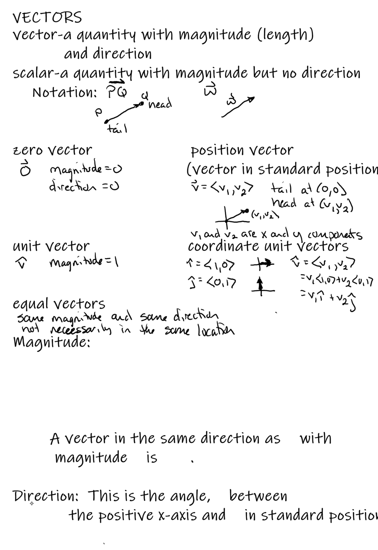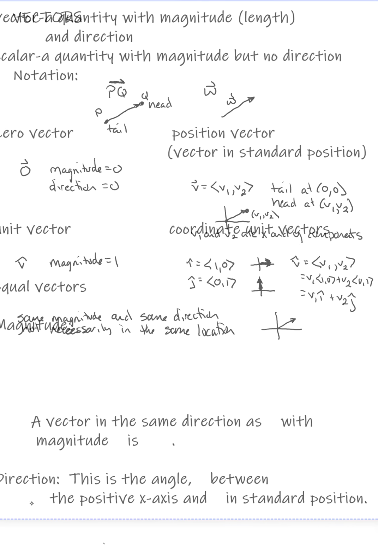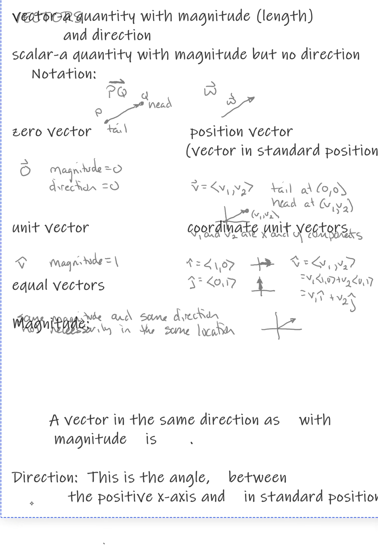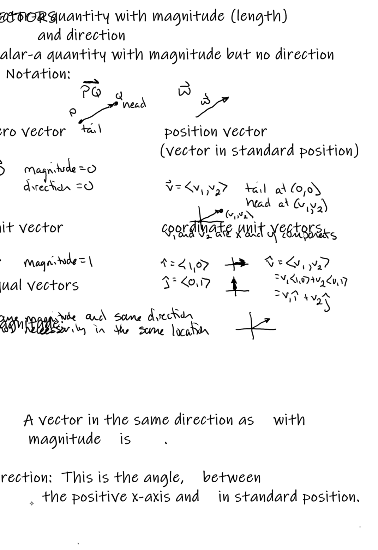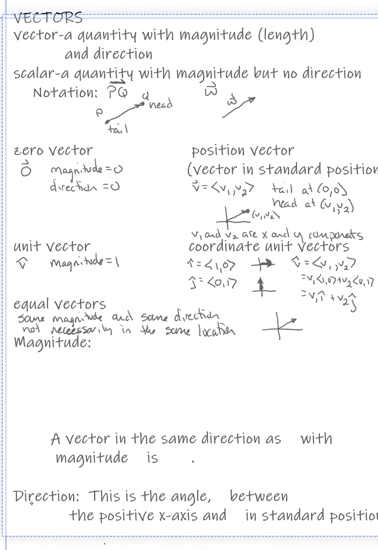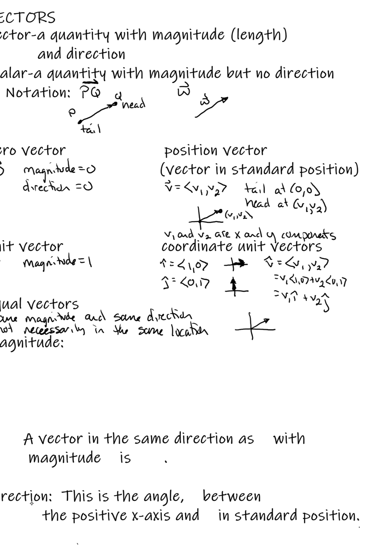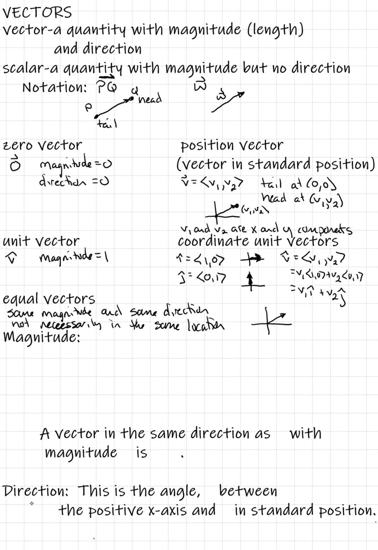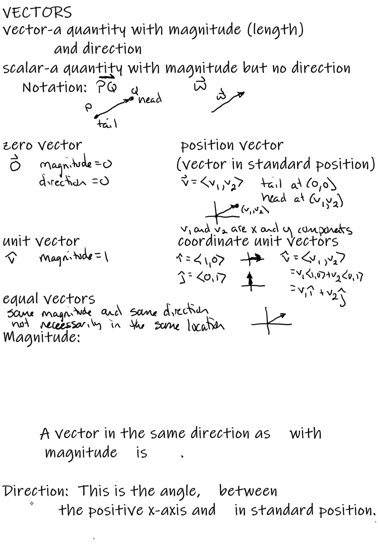So if I have a vector, say it's in standard position, so it's a position vector. All right, suppose I have a vector here, again in standard position. I could actually move that vector, say move it over here. As long as it's the same length and in the same direction, we call them equal vectors.